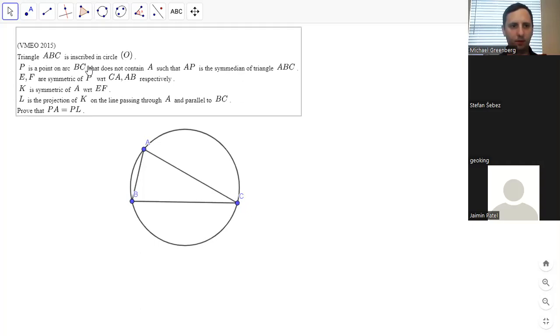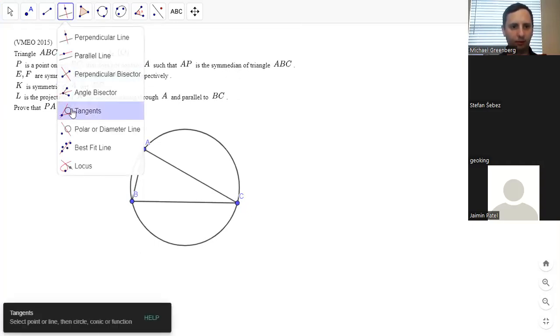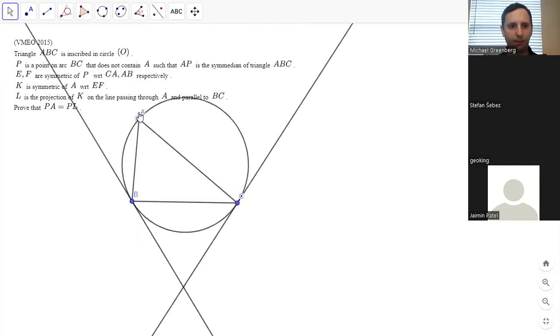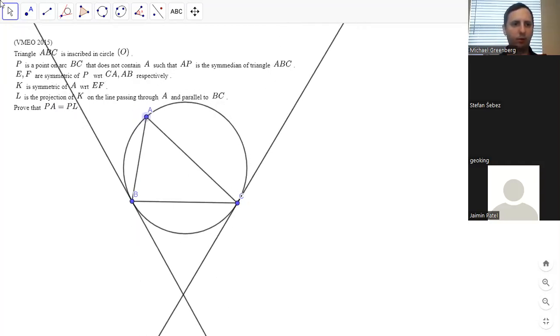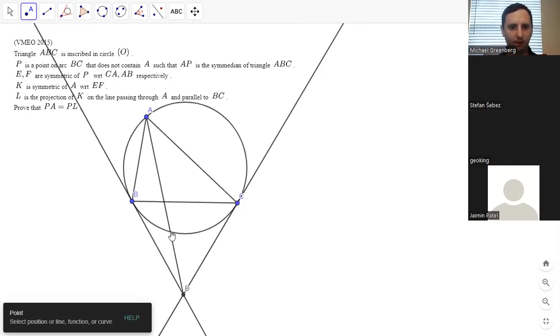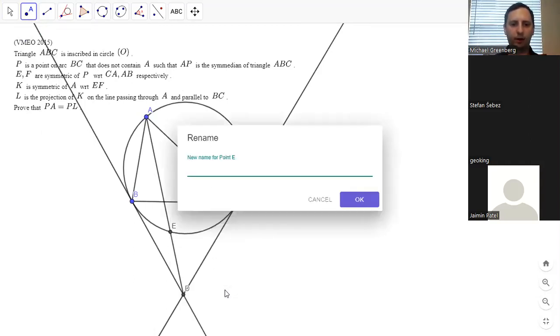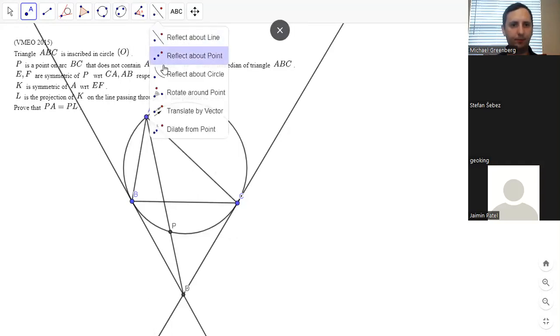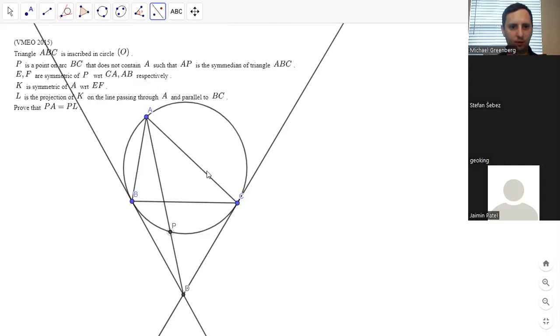So draw these two tangents. And basically we know that ABPC is a harmonic quadrilateral. So let's do this. This is going to be point P, and ABPC is harmonic. E and F are the reflections of P over CA and CB. So that should be E, and that should be F.